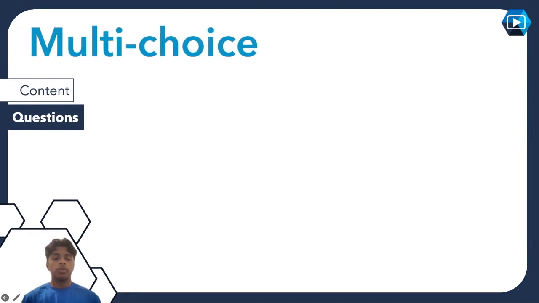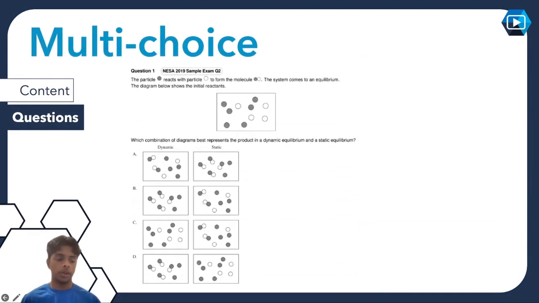All right, so now let's move on to some multiple choice questions. The first question that we'll look at is question 1, which is a NESA 2019 sample exam. The gray particle over here reacts with the white particle to form this particular molecule. The system comes to an equilibrium, and the diagram shows the initial reactants. So these are what the initial reactants will look like. Which combination of diagrams best represents the product in a dynamic equilibrium and a static equilibrium?